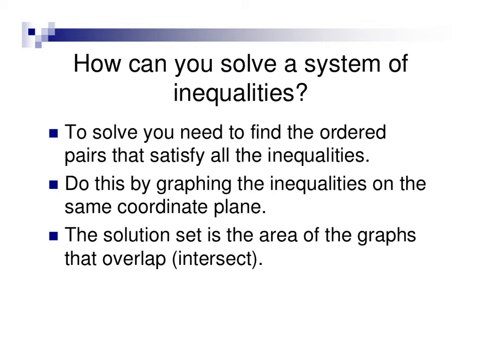Alright, so how can you solve a system of inequalities? To solve a system of inequalities, you have to find all the ordered pairs that satisfy all of the inequalities. And to do this, you graph it on the coordinate plane. The solution set is the shaded area of the graphs where they overlap, where they intersect. What that means is your shaded area on your graph, as always, is the area where any ordered pairs that you pick there are going to satisfy all the inequalities. Your shaded area is where your solutions are.